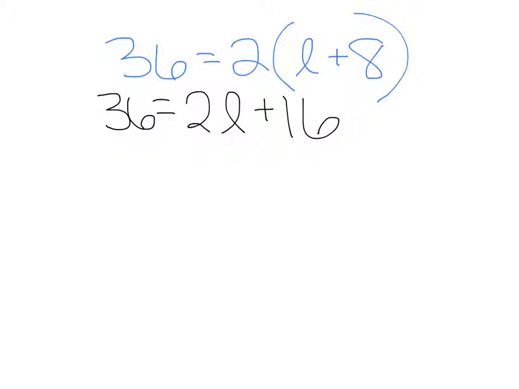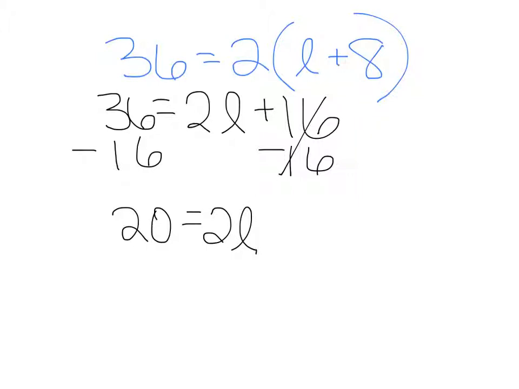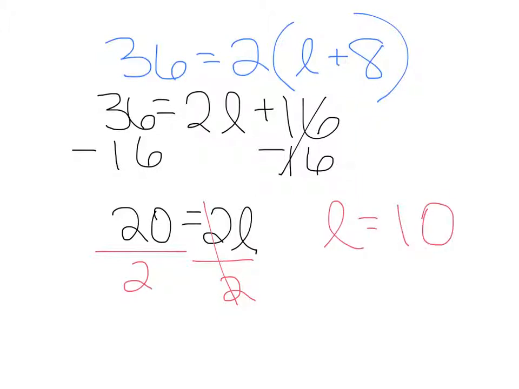Now you have to subtract 16 from both sides. So you get 20 equals 2L. Now to solve for L, you have to divide both sides by 2. And that tells you that L is 10. So if you go back in and you plugged this in and you checked it, you should get 36 as your perimeter and then 36 on the side where you replace the L with 10.